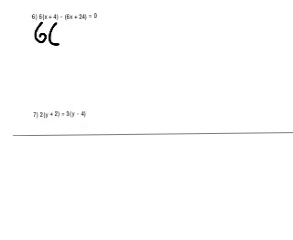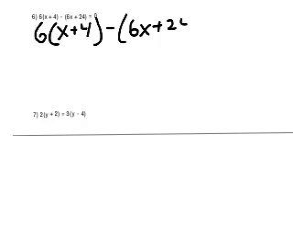6 times (x plus 4) minus (6x plus 24). That equals 0. So we do one step at a time. This looks like a complicated problem. It's really not. But you can get scared easily. So just take it one little piece at a time. That's the secret here.